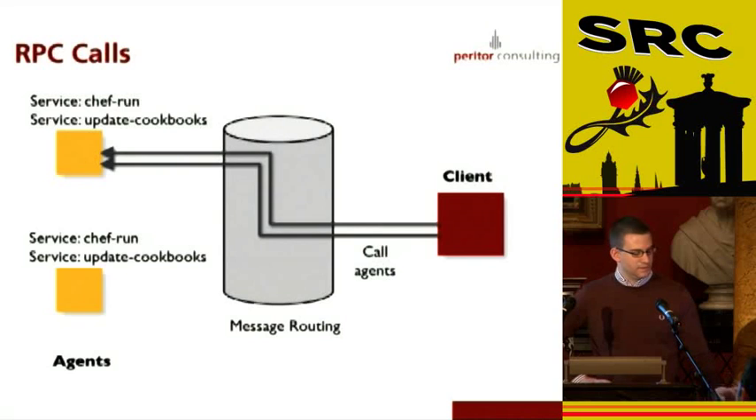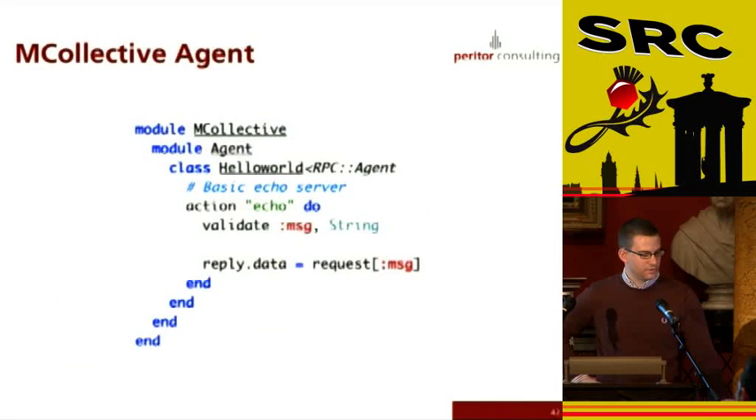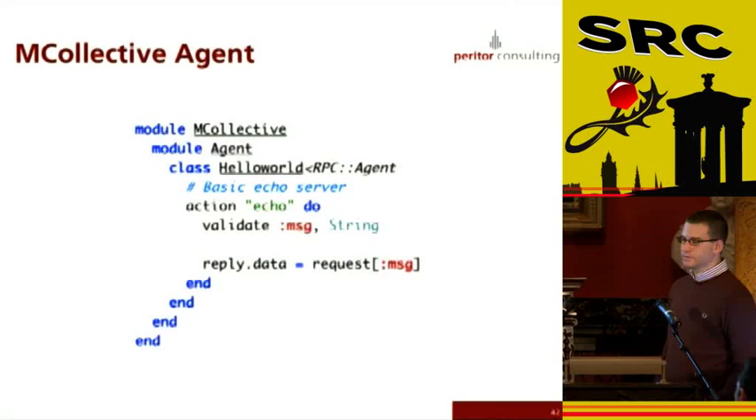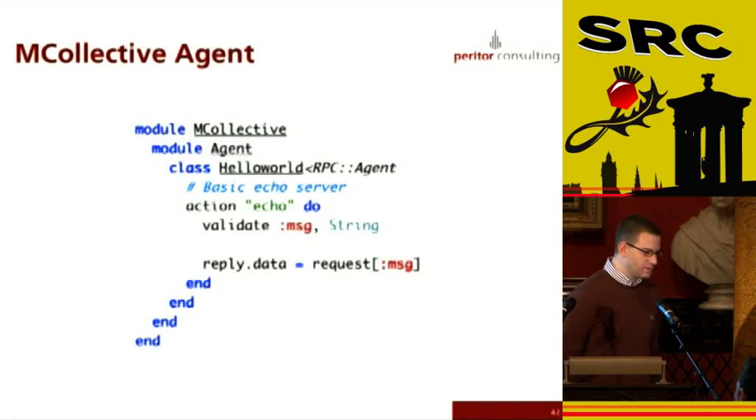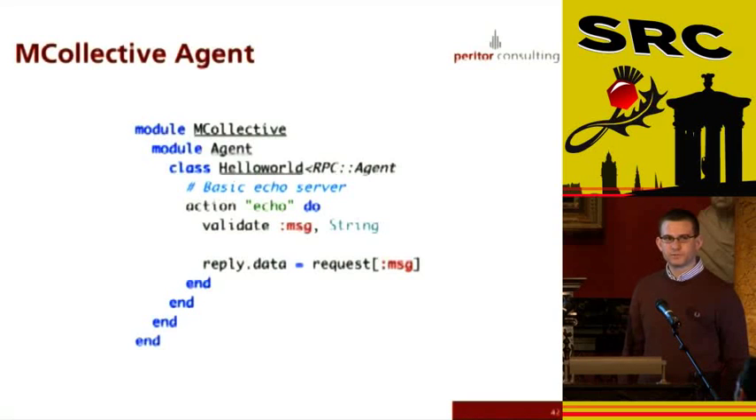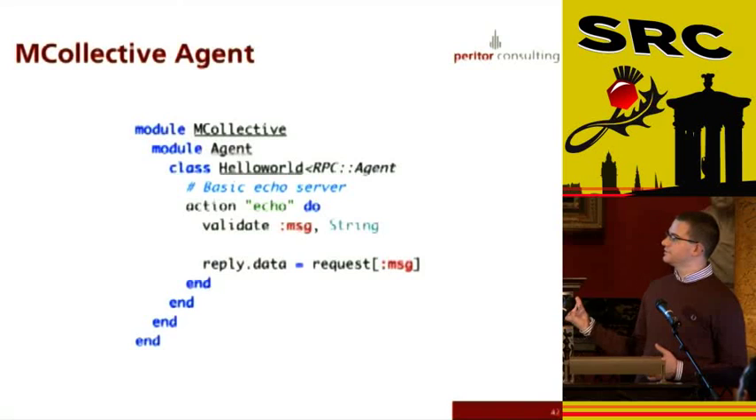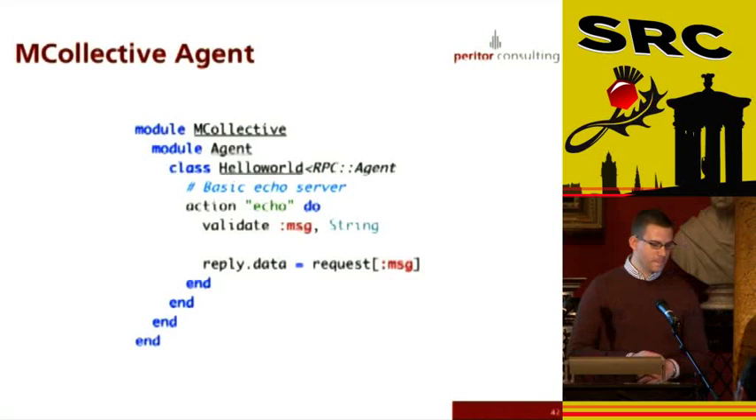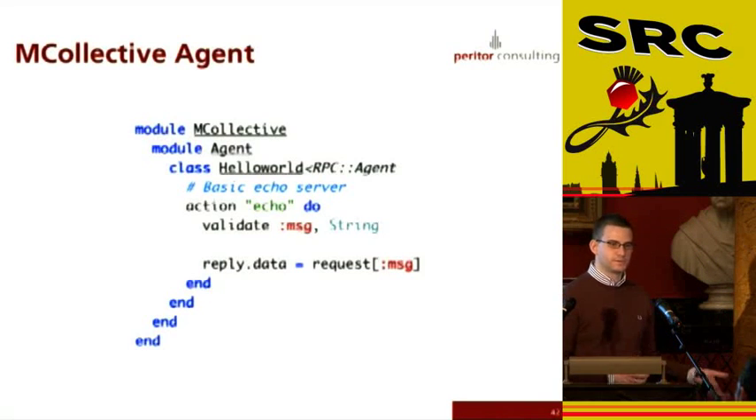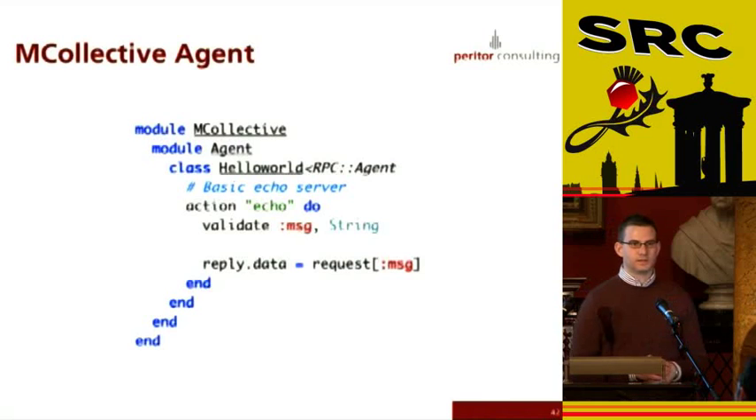What does an agent look like if I have to implement one? This is the simplest agent, which just echoes the data back to you. So you validate the input, where you can say what you respond to. In this case, we have the hello world agent with an action echo. And I validate that I get a message that is a string. And then I just reply with it. So very simple. And if I want to call it, there are two ways.